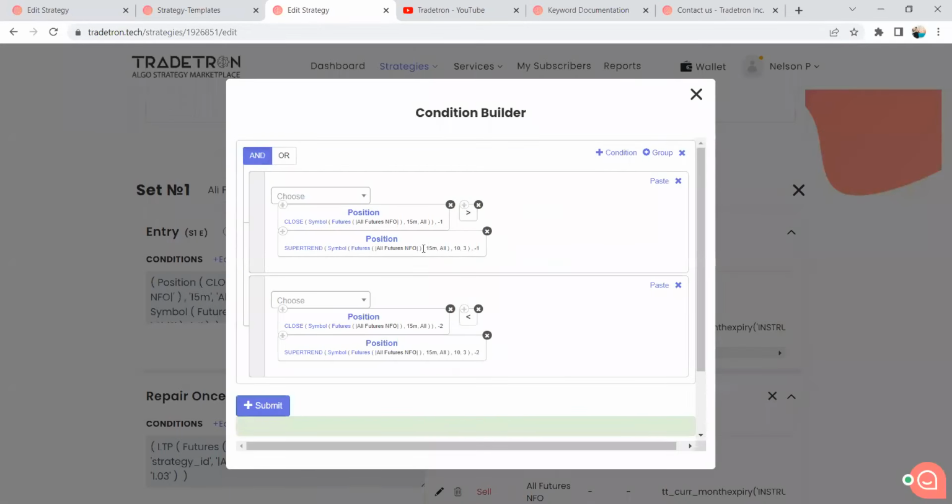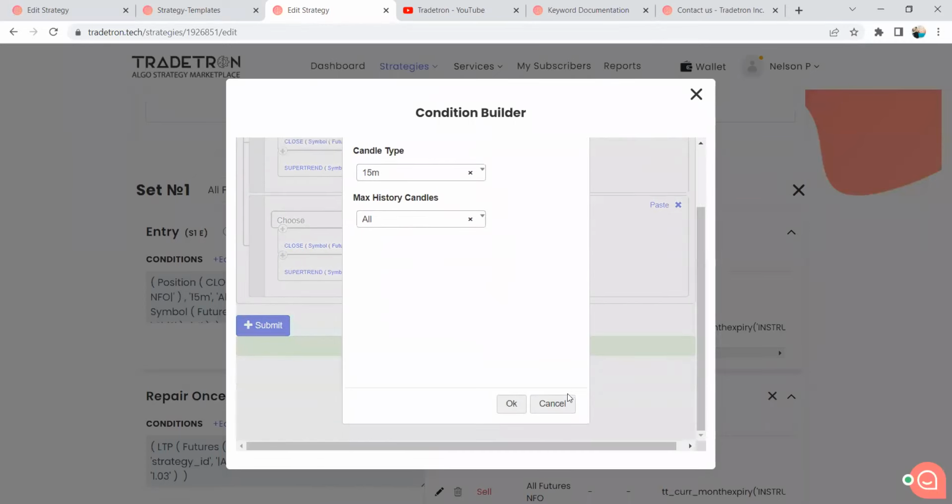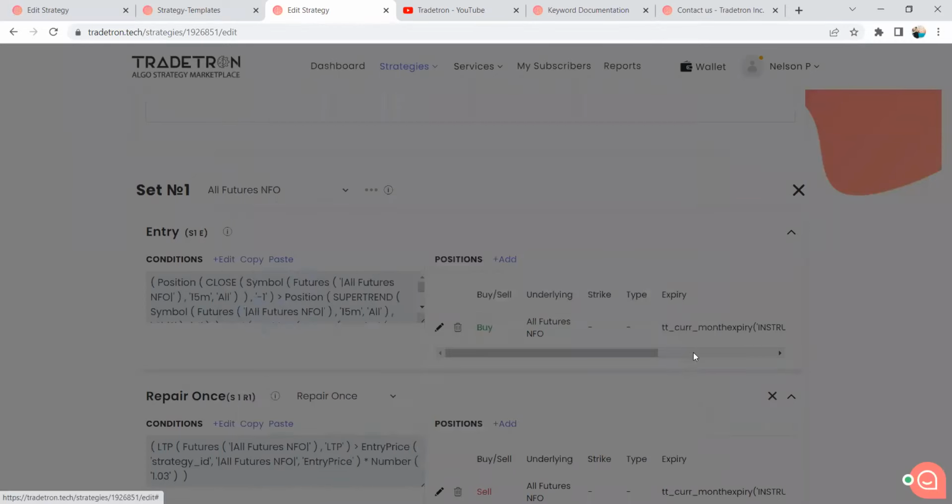For example, this is based on say 15 minutes and 10-3 candle. Then you can just make the changes over here. You can click on the symbol and change this to 5 minutes or 10 minutes as per your liking, and then update the strategy and redeploy it again.